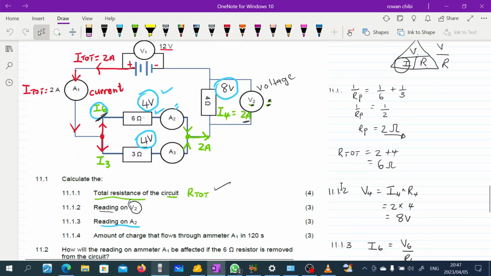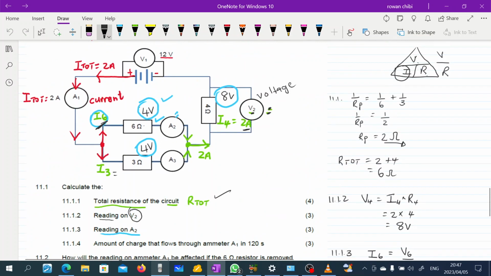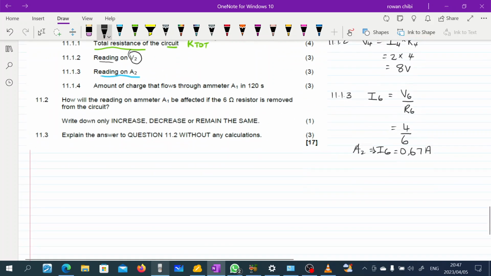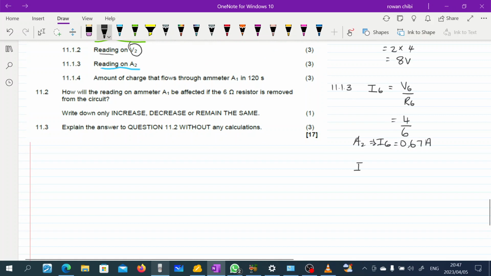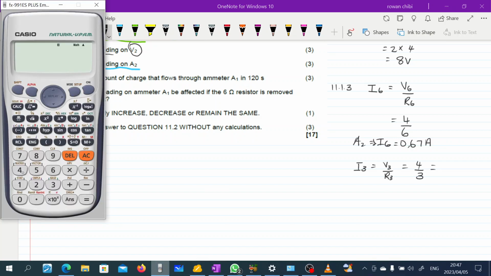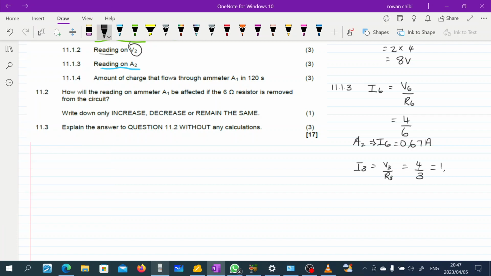Now for interest's sake, let's also get the reading of I3. Let's check what is the amount of I3. I3 is a 3 ohm resistor. So let's find that current. I3 is equal to V3 over R3. The voltage is 4, the resistance is 3. So what is 4 divided by 3? It's 1.33 amps.